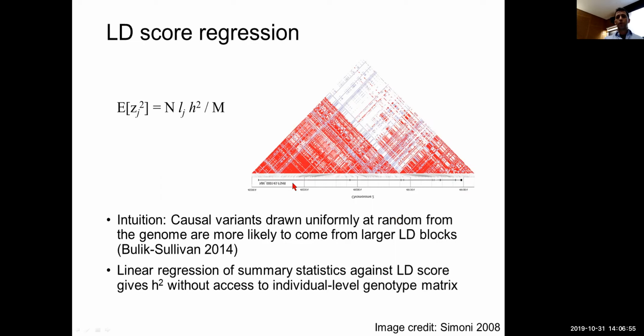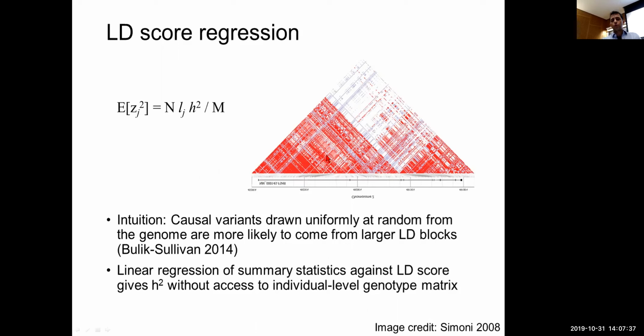So assume that causal variants are drawn uniformly at random from the genome. Causal variants are sprinkled throughout the genome randomly. Everybody with me with this assumption? So then what happens if a genetic variant that's causal falls here? Then when I carry out my genome-wide association study, what am I going to see? I'm going to see that, yes, this genetic variant is associated, but so is this one, and that one, and that one, and so is every single one of them in this entire LD block. Everybody with me on this?